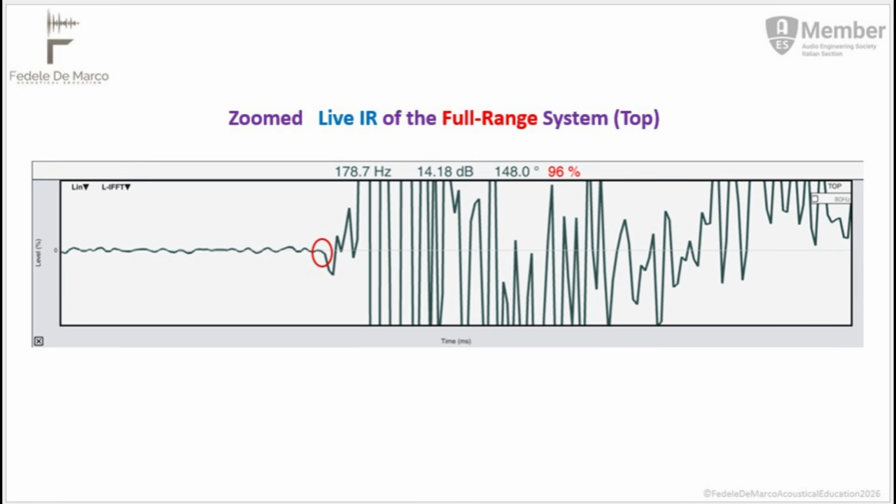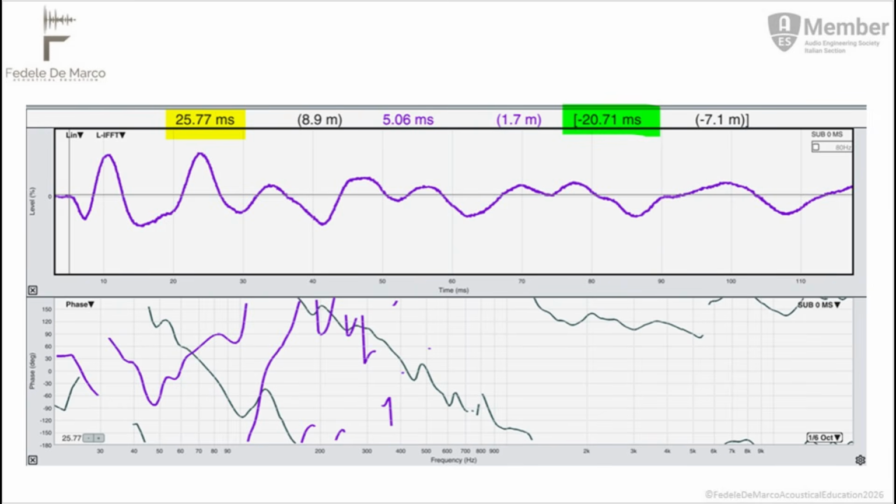Resave the measurement again in this case. Step 4. Now measure the subwoofer and similarly identify its IR rising point, reading its absolute value in the LIFFT or LIR. Apply the necessary signal delay so that the two starting points coincide perfectly on the time axis.